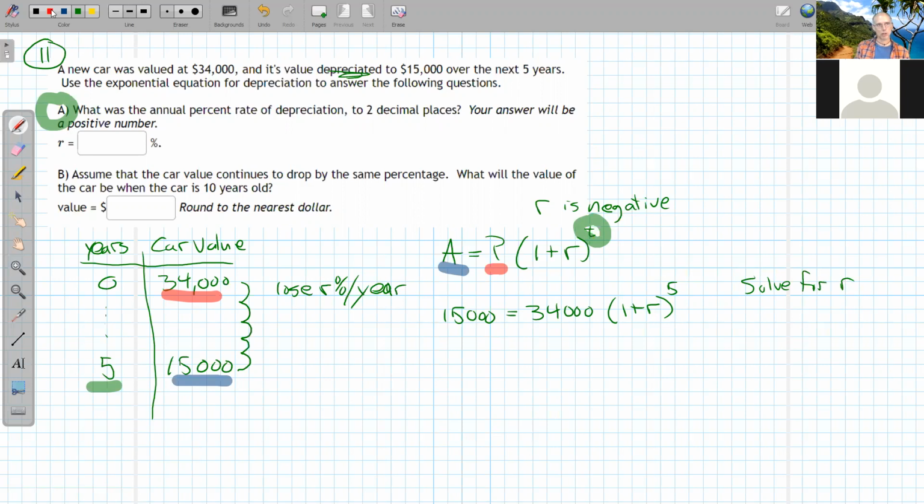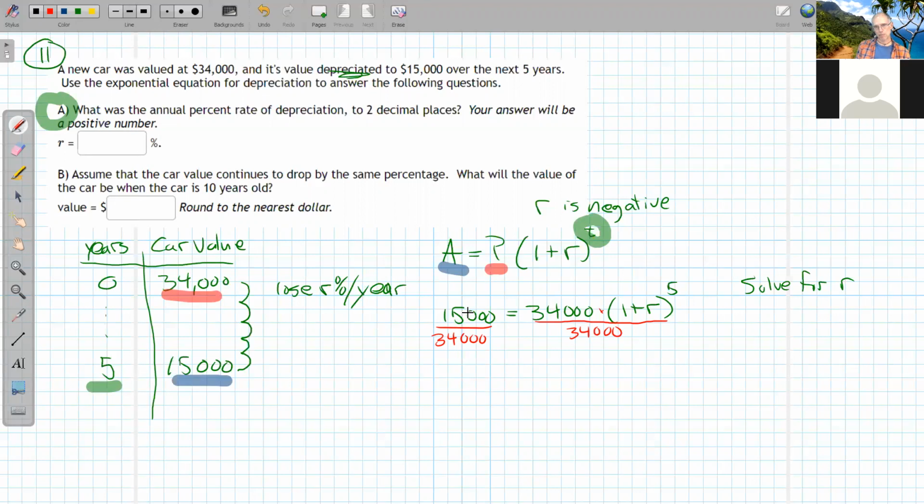Reminder, when we're solving an equation, we have to get rid of the things that are furthest away from the variable. So the furthest thing away is the 34,000. And I know that because if somebody told me R was 0.5, I would first add 1, second, I would raise it to the 5th power, third, I would multiply by 34,000. So when I'm solving, I have to get rid of the 34,000 first. It's connected by multiplication, so we divide.